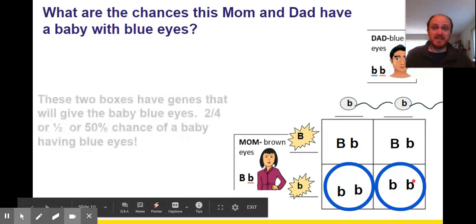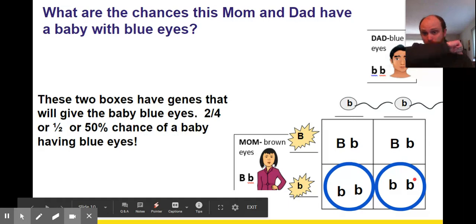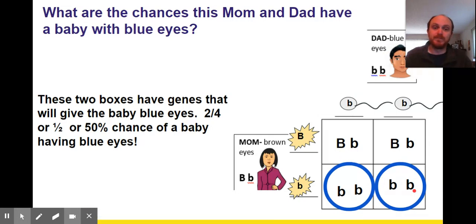So what percent is this? It's 50%. Or a 2 of 4 chance, or half a chance that this mom and this dad would have a baby with blue eyes. There you go. That's how you use a Punnett square.